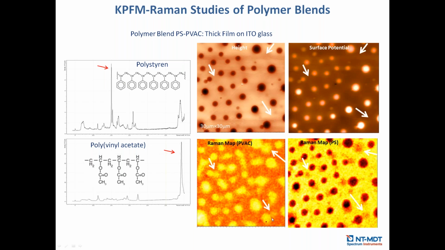So this is appearing because Raman scattering is kind of a volume technique. It can penetrate into the sample material and then get a response from the volume of the material. And atomic force microscopy is a surface technique.